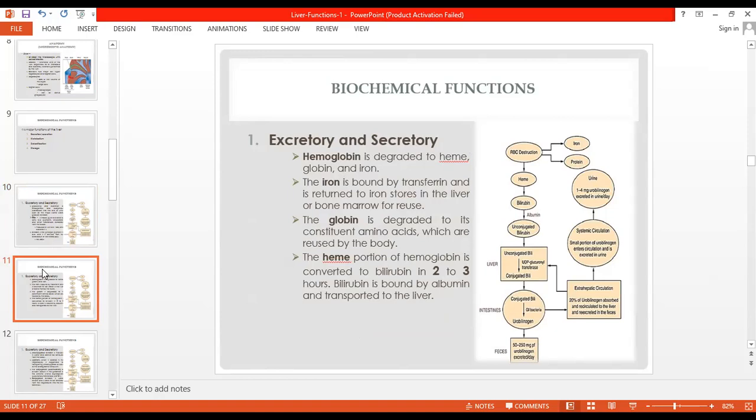The iron is bound by transferrin in the liver or bone marrow for reuse. The globin is degraded to its constituent amino acids, which are reused by the body. The heme portion of hemoglobin is converted to bilirubin in 2 to 3 hours. Bilirubin is bound by albumin.